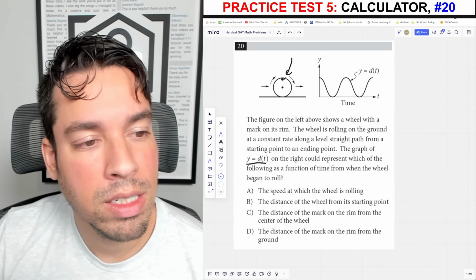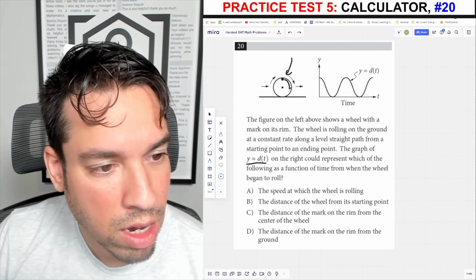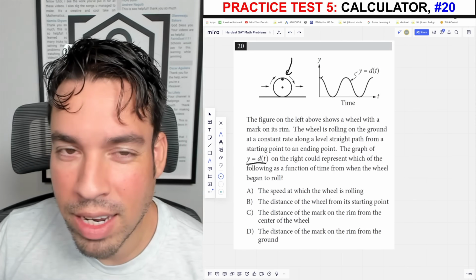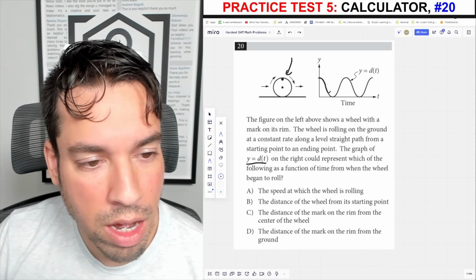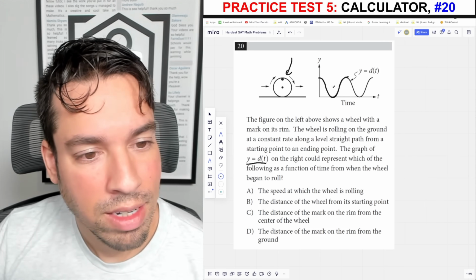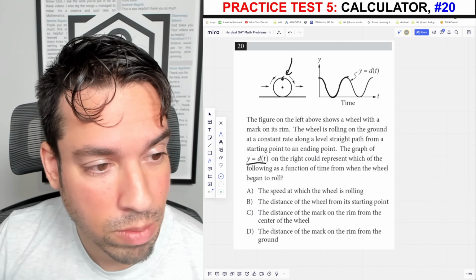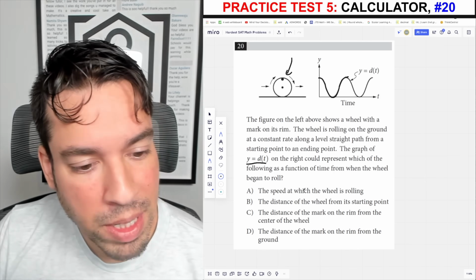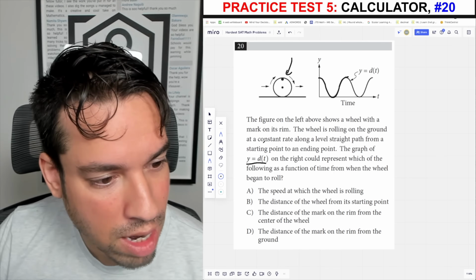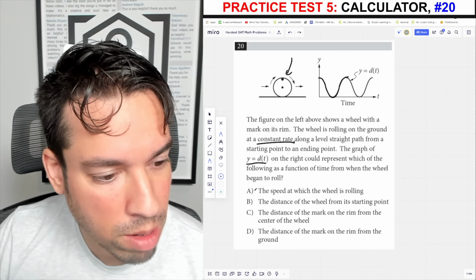So immediately as I'm looking at this mark, I'm imagining it coming down to here and going back up. And when I look at this function, it kind of looks like something is going down and then it's coming back up. So my immediate instinct is that this graph is a representation of the height of this little dot thing. The speed at which the wheel is rolling, I don't believe so, because it said that it's rolling at a constant rate. So if it was representing that, this should be a constant line like that, but it's going up and down, so that's out.